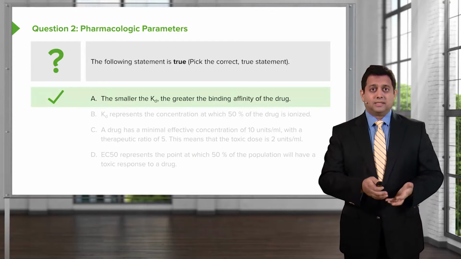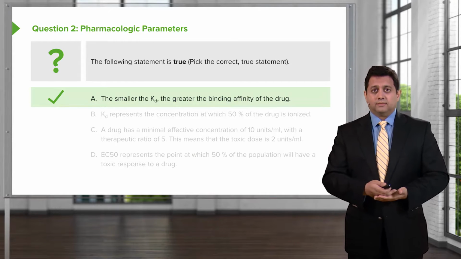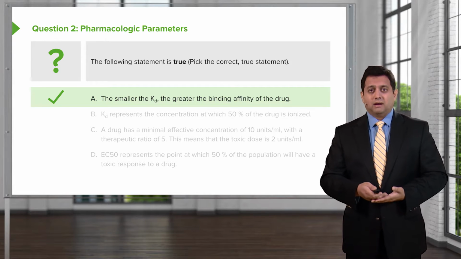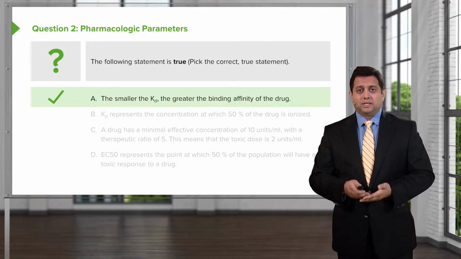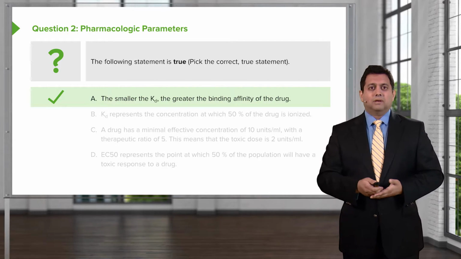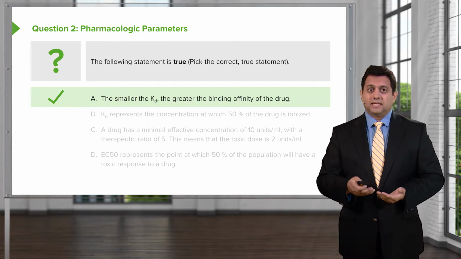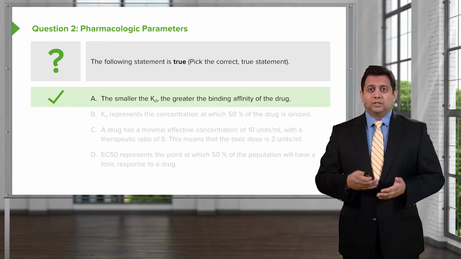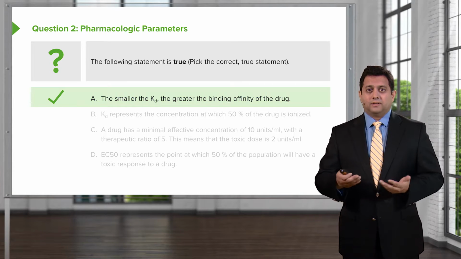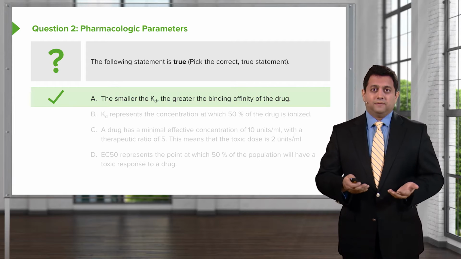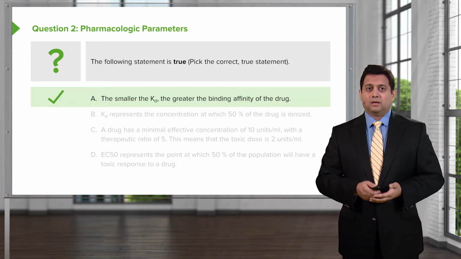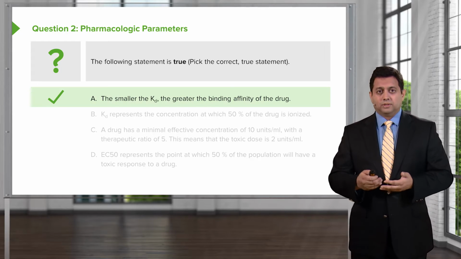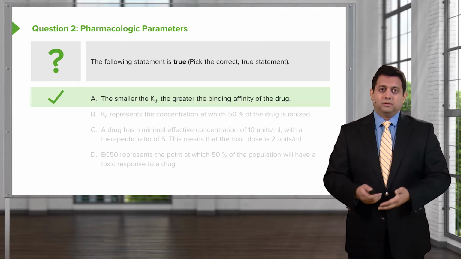Good. The answer is A. The smaller the KD, the greater the binding affinity of the drug. B is wrong because KD does not represent 50% ionization. That's pKa. KD represents binding. C is wrong because the division was in the wrong direction. The toxic dose is actually 5 times 10, which would be 50. And D is wrong because EC50 does not represent the toxic response, it represents the therapeutic response.